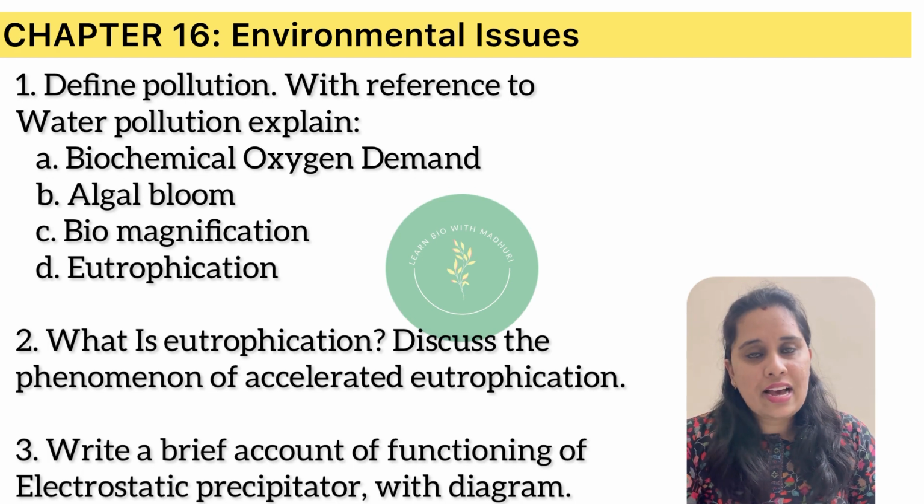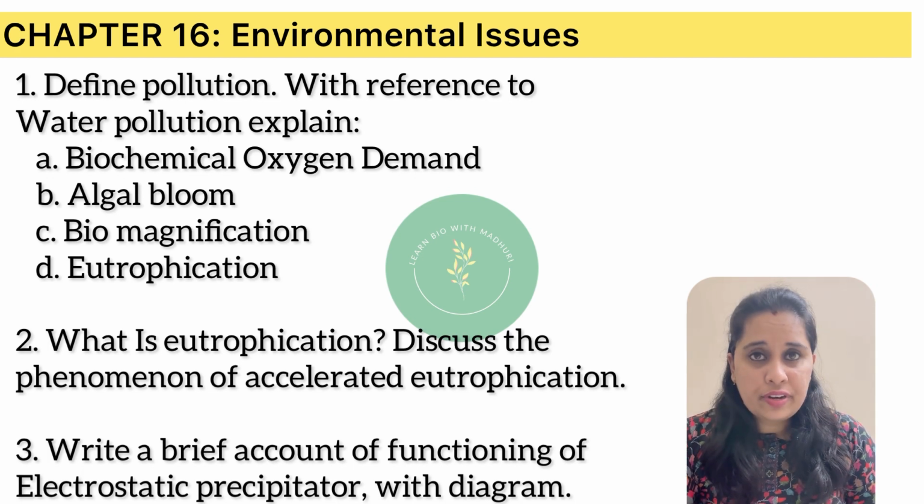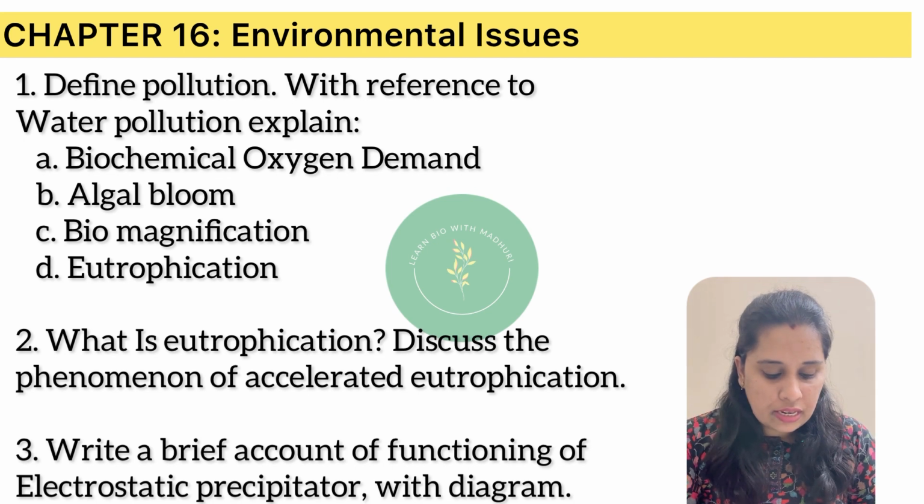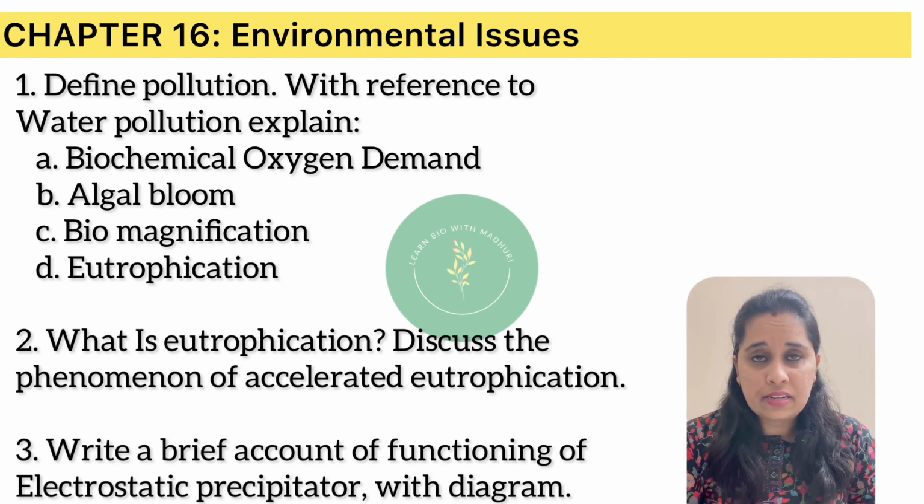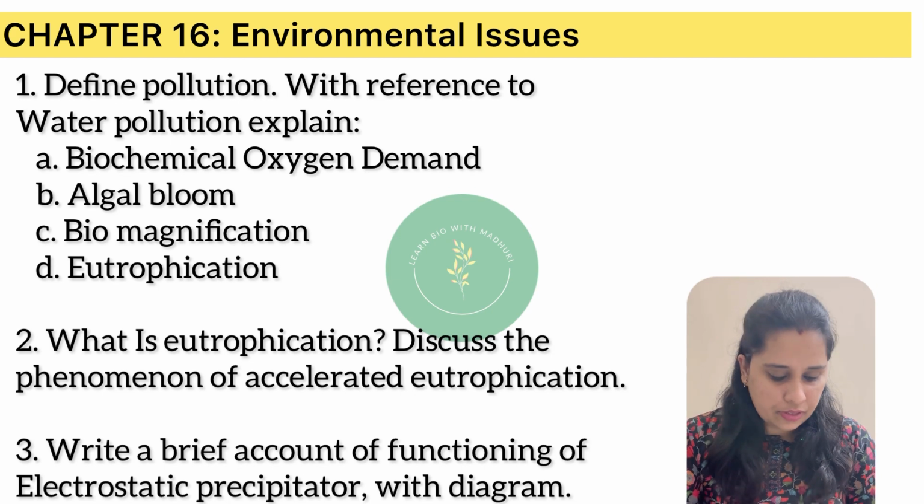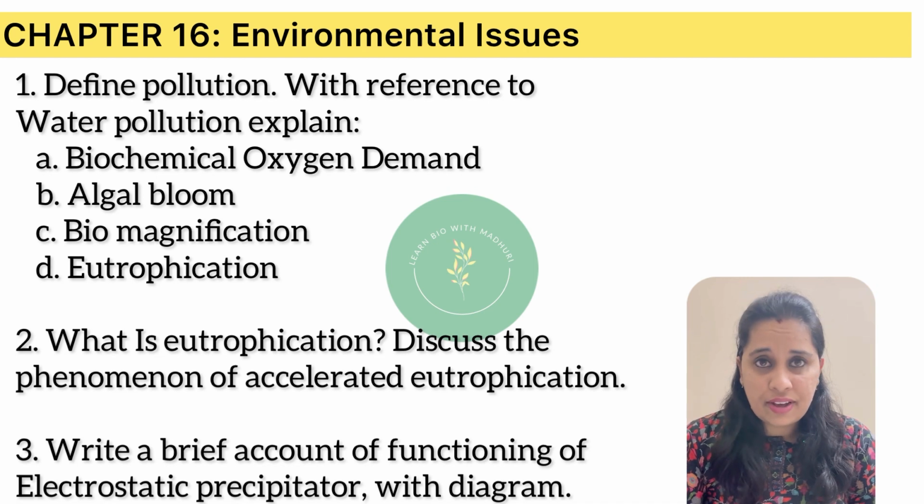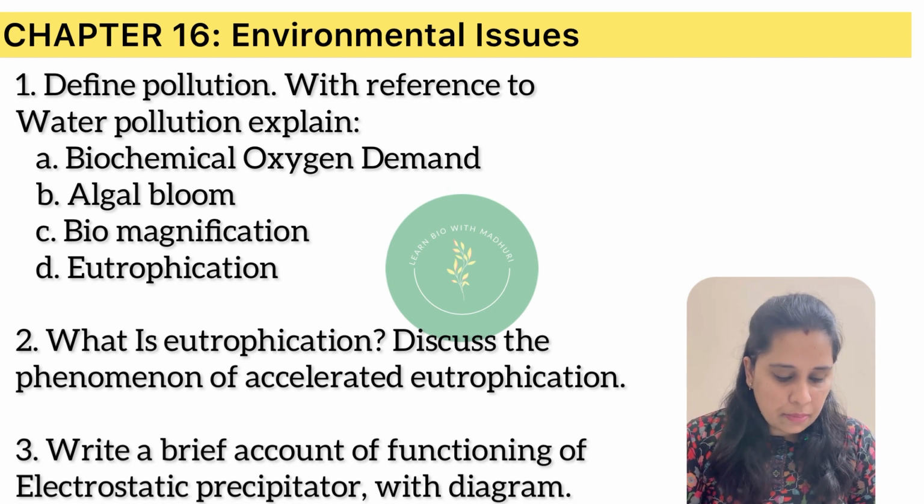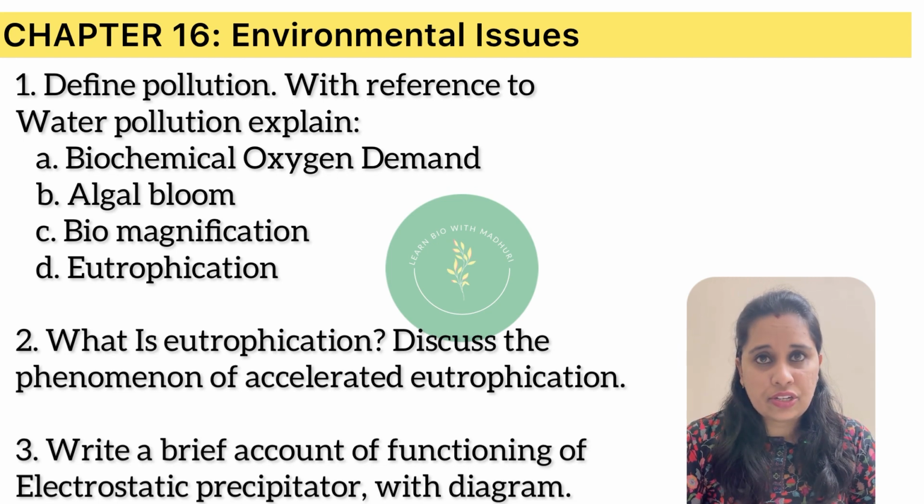Chapter number 16 and the last chapter, environmental issues. So first question here, define pollution with reference to water pollution, explain. See, environmental issues is a basic kind of chapter. You need not go completely so deep. So whatever basic knowledge you have, along with the NCERT textbook points, you can see through that and study and write down. Okay. So for example, A, biochemical oxygen demand, they have asked you to define it. B, algal bloom. C, biomagnification. D, eutrophication. Eutrophication word is very important.